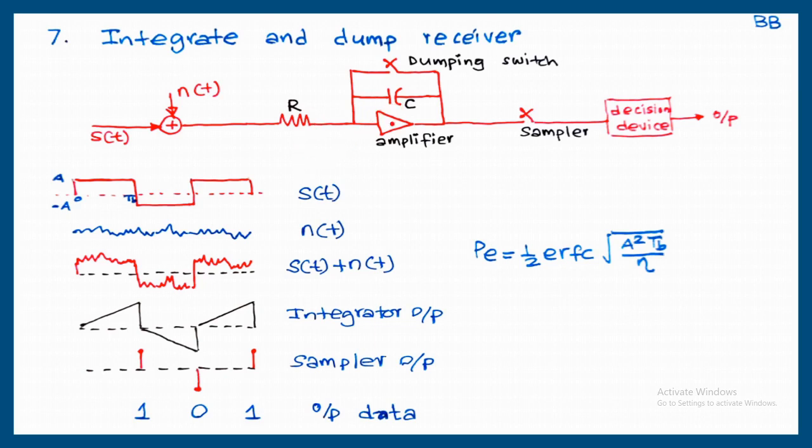And the function of this integrator is to integrate the received signal from 0 to TB seconds. At t equal to TB, this switch is going to be closed. We will get the peak voltage at the output side. Immediately after that, the dumping switch is going to be closed. The capacitor voltage is going to discharge. So this will provide a discharge path.